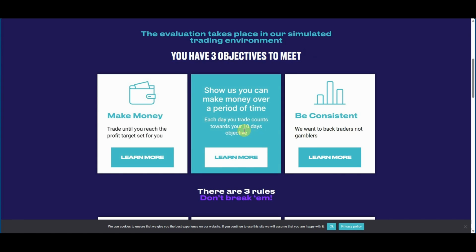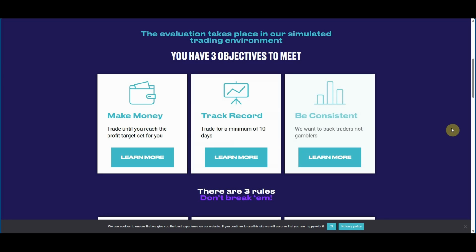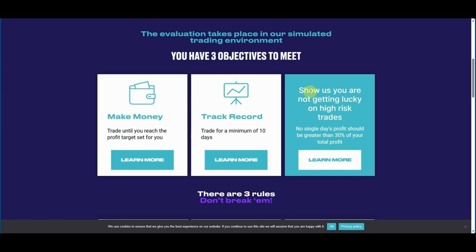It also says you need to trade for a minimum of 10 days. So basically you need to trade for 10 days and meet the objectives. So I'm going to talk about this in a little more detail soon as well. And then we've also got the rule of be consistent. So basically this wants you to not just get lucky on a particular trade, and then they do assess whether you get in and out really quickly like you can on Apex. So on Apex, for example, you can jump in and out once you're above the profit target in an instant, and they will accept that as a trading day.